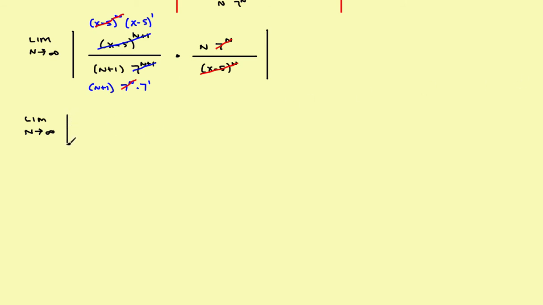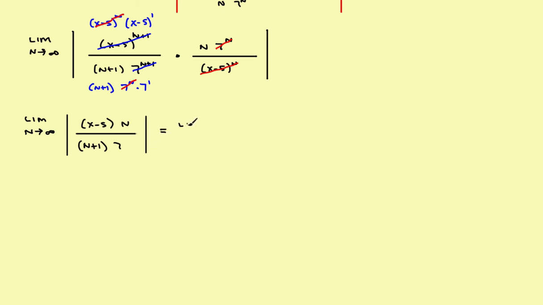Again, here's my absolute value. And in the numerator, what's left over? I've got an x minus 5 in the numerator. I've got an n in the numerator. I've got an n plus 1 in the denominator. And I've got a 7 in the denominator. So it looks like that. So we'll shorten this up just a little bit. And that takes care of the absolute value.